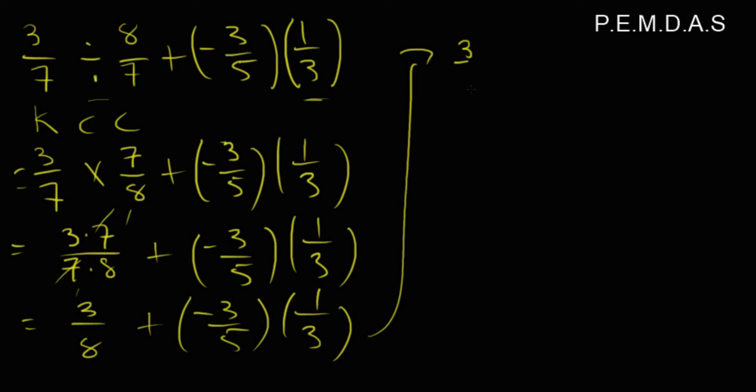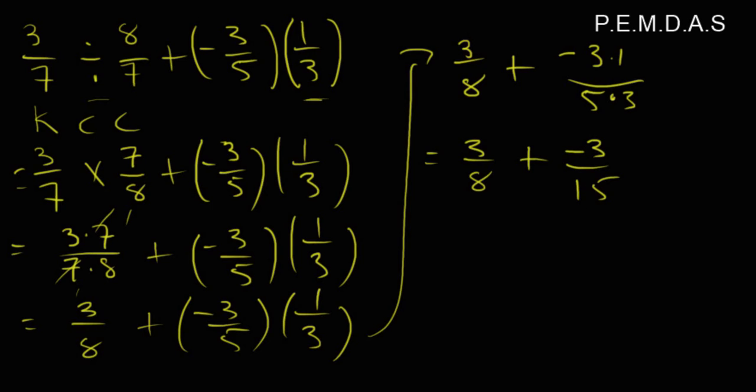So I have 3 over 8 plus, I'm going to do the same thing here, a negative 3 times 1 over 5 times 3. That equals 3/8 plus a negative 3 over 15. I really should have reduced that, so I can reduce it now. So that equals 3/8 minus 1 over 5.